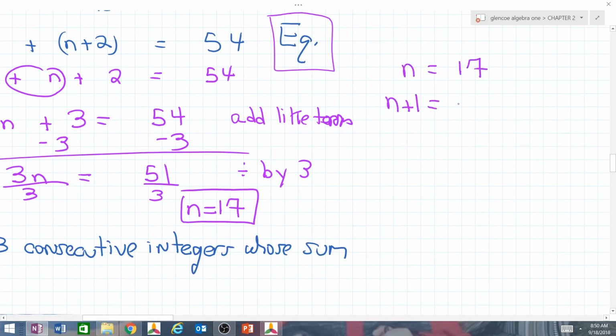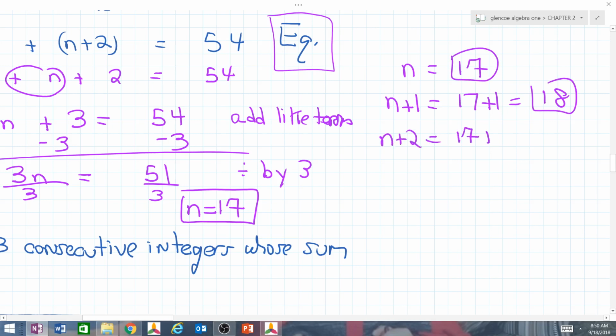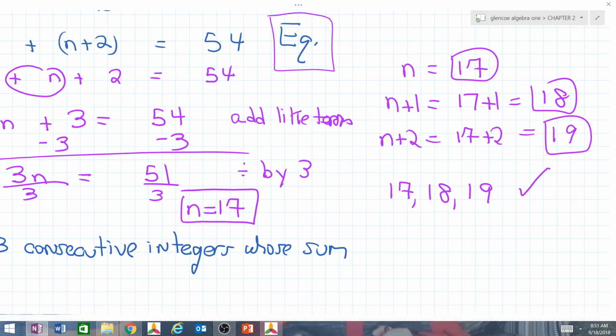n plus 1 would be 17 plus 1, which equals 18. And n plus 2 would be 17 plus 2, which is 19. So the 3 consecutive integers would be 17, 18, and 19. Now you want to check to make sure: does 17 plus 18 plus 19 equal 54? Yes, it does. That means we have solved the equation correctly.